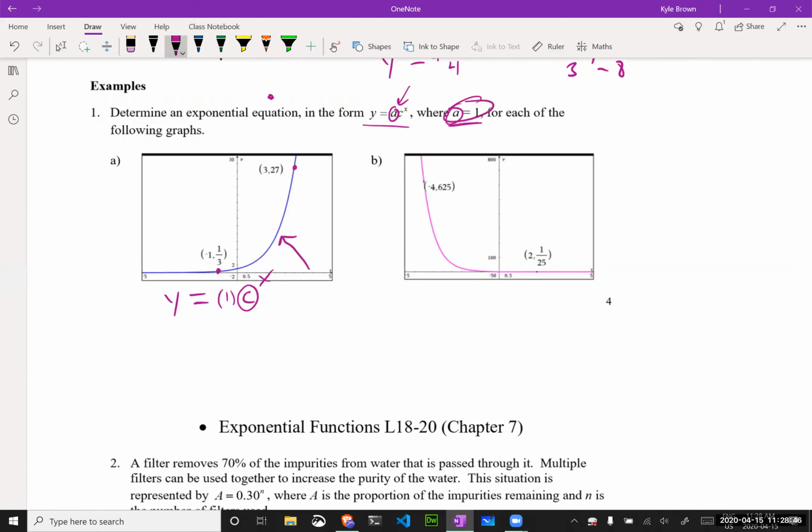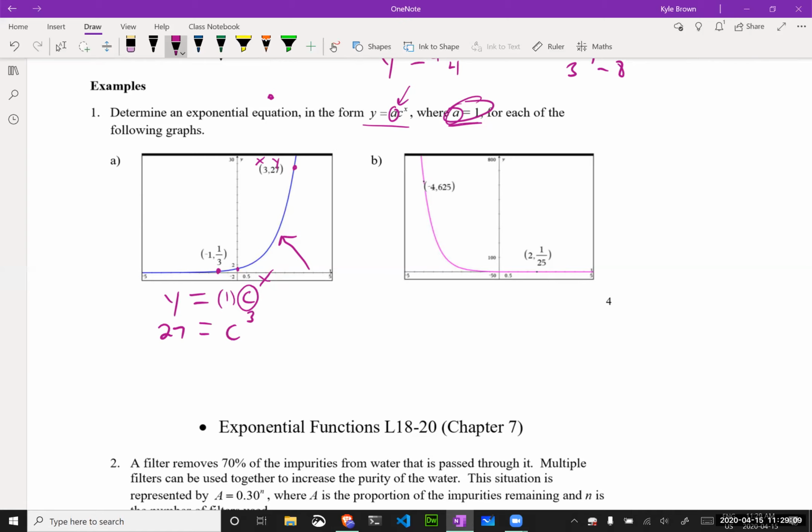We only actually needed 1 point to make this work because we also knew that it passed through the point 1, right? The y value is 1. So there's an x value and there's a y value. So let's just plug those in. So our y value here would be 27, and then c to the power of 3. Okay, well, we can do that.